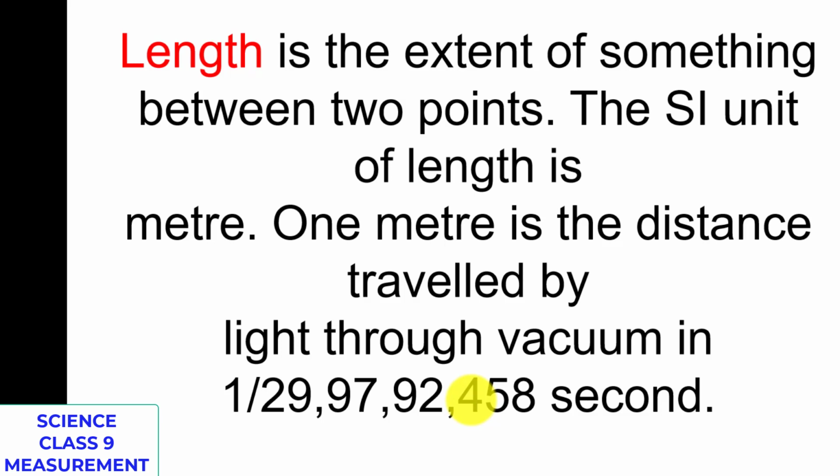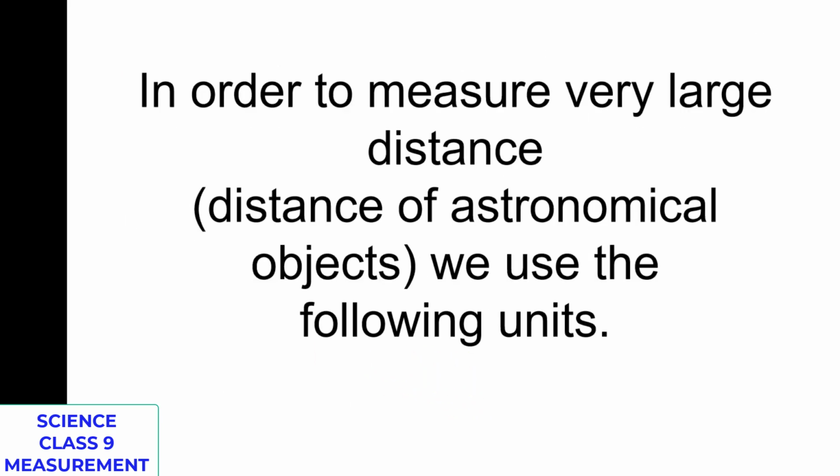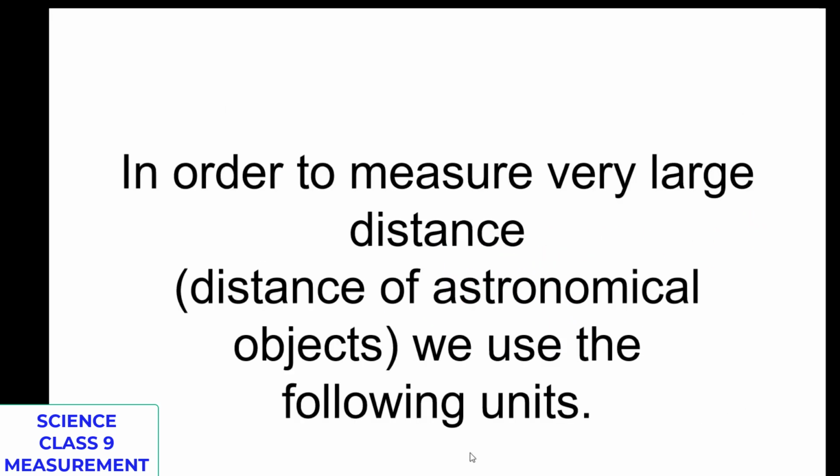Then see that much smaller your scale is when you compare that of the distance between the celestial bodies. You take 2 points and if you measure the distance between the 2 points, then it is called as length. Okay. Now, to measure the very large distances, what will you do? The distances of astronomical objects, we are using the following units.